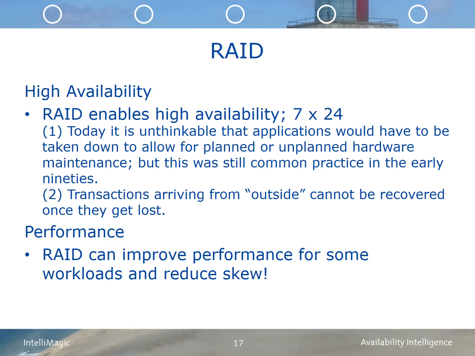So today we think it would be unthinkable that applications would have to be taken down for planned or unplanned maintenance, but 20, 30 years ago that was quite the norm. And really, transactions arriving from the outside couldn't be recovered once they were lost. So RAID was invented, and what this does is it provides the ability to significantly improve the availability, while in some cases also improving performance by distributing the workload more evenly across a number of disks. In this section, we're going to talk about a few different types of RAID that are common in today's infrastructure.